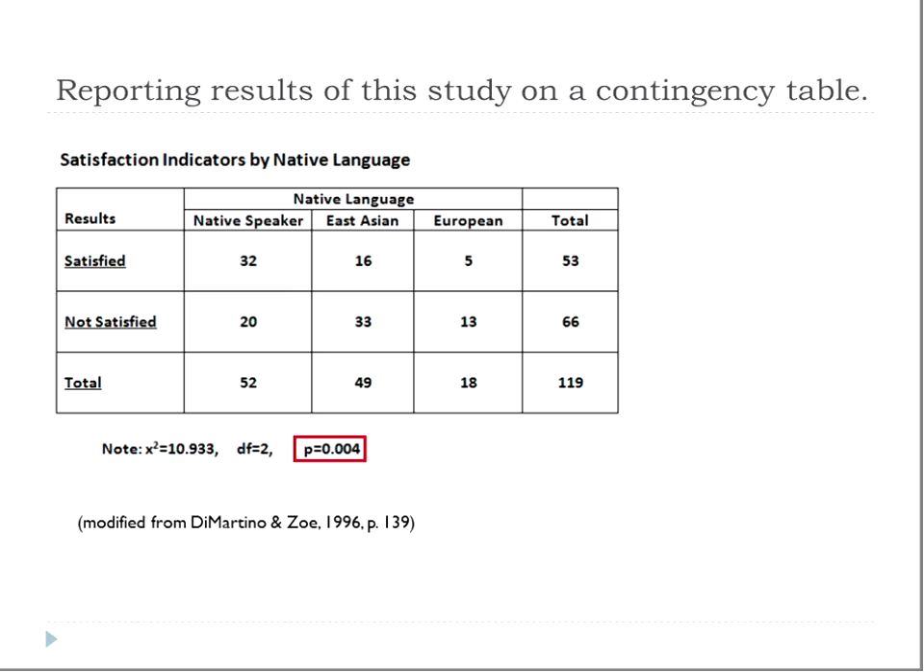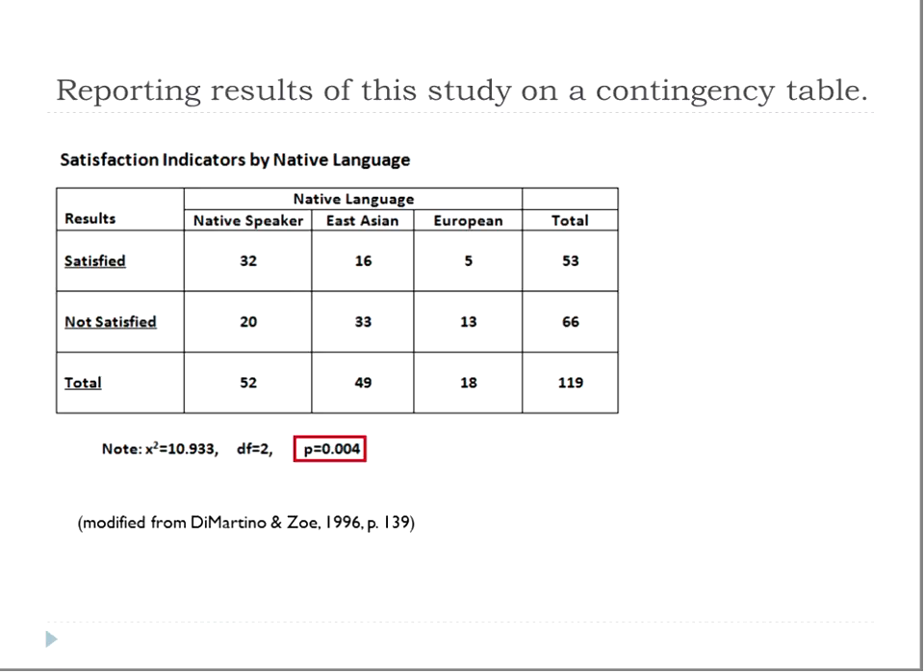They looked at native language, which was their categorical variable. Was the person a native speaker, East Asian, or European? Those were their 3 categories. And then they looked at satisfaction, whether they were satisfied with results or not satisfied with results. Their research question was, does whether or not you're a native speaker have any kind of relationship to whether you're satisfied with a result or not.